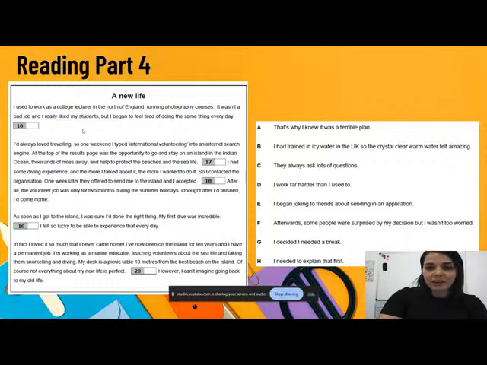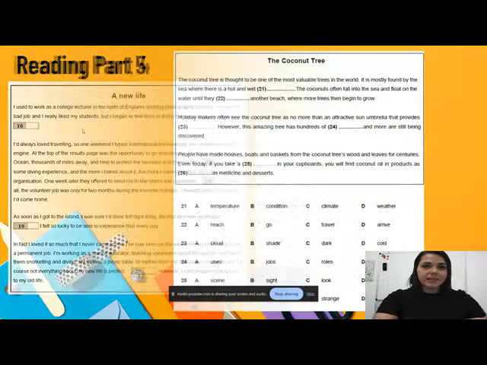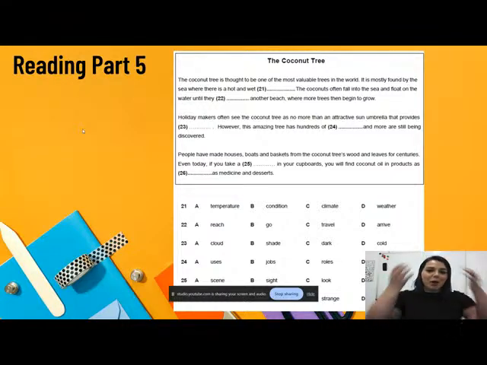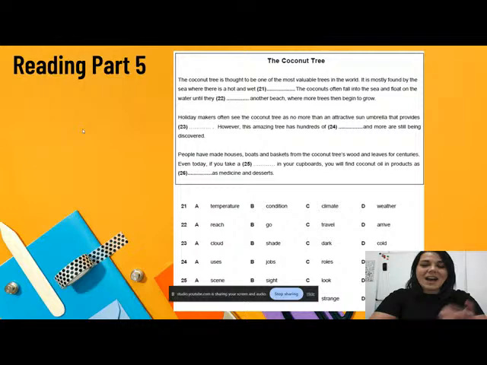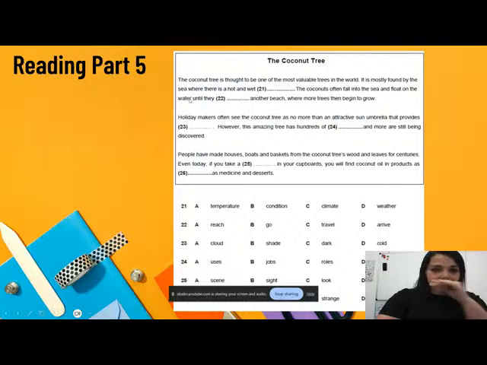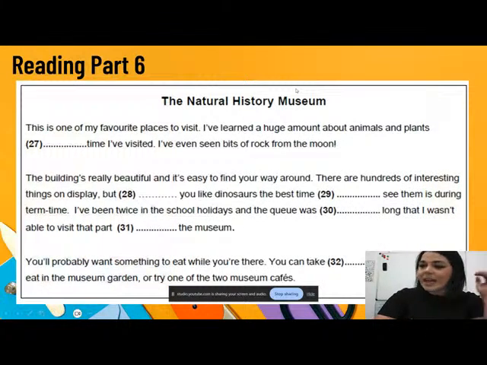So that's what reading part 4 looks like. We're getting there. This is the most complicated part. Okay, so reading part 5, we have another gap fill activity. And the difference with this is we have multiple choice options. So for 21, for example, we have the options of temperature, condition, climate, and weather. So let's just take a minute to look at that first sentence. And we'll see if anyone can get the answer.